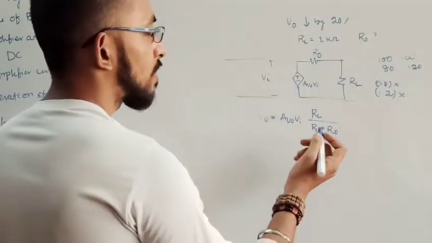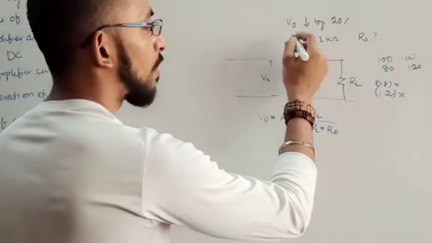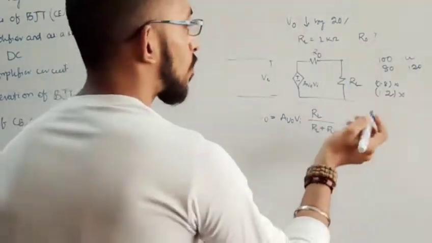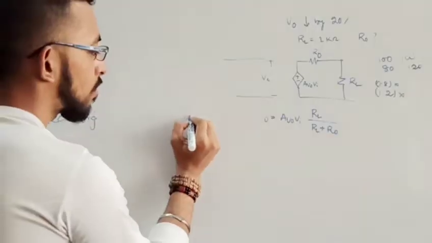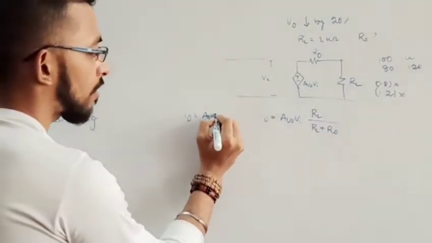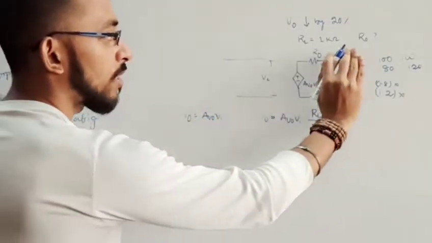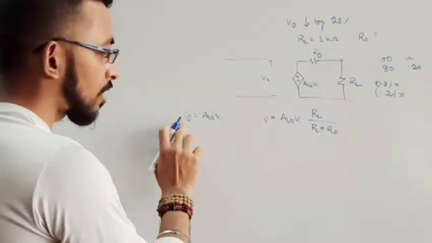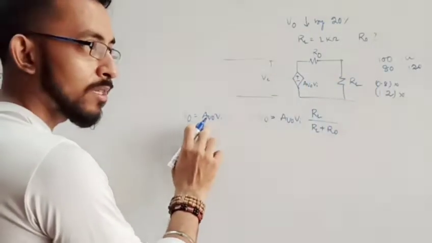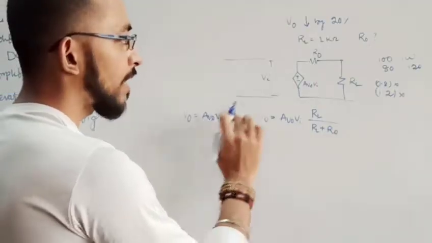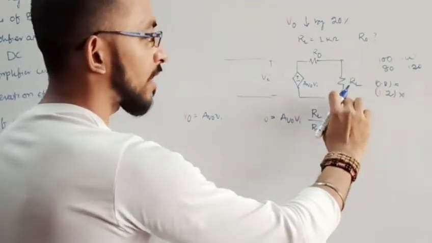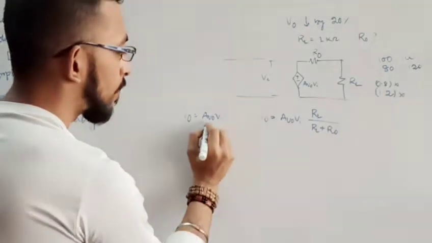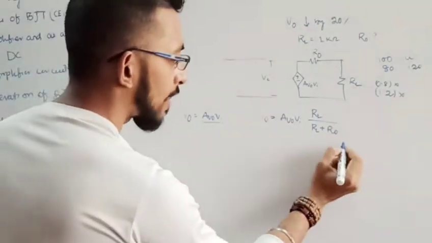It is said that the output voltage is decreased by 20% when a load is connected. So before the load, what was my output? It was A V naught Vi, when there is no load and the circuit is open. So this is the open circuit voltage gain: V out upon V input equals A V naught. When a load of RL value is connected across it, my output voltage changes to this value. Before it was like this, now it becomes like this.